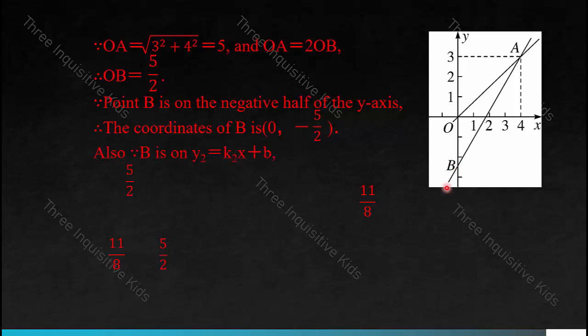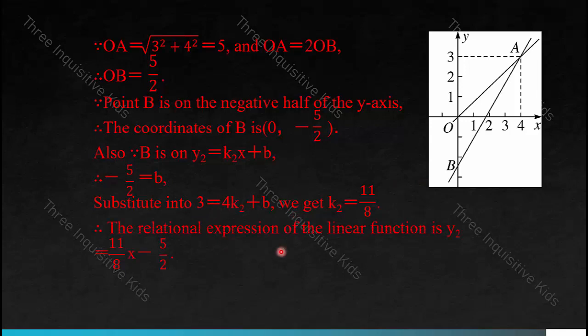Also, because B is on this linear function, y2 is equal to k2x plus b, b is equal to negative 5/2. After substituting this into 3 is equal to 4k2 plus b, we get k2 is equal to 11/8. Therefore, the relational expression of the linear function is y2 is equal to 11/8 x minus 5/2.